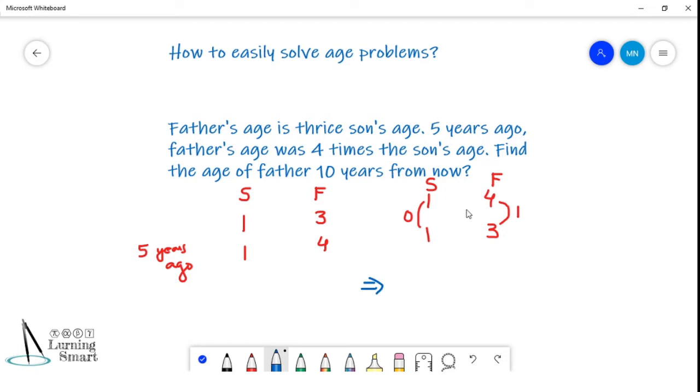How to make it same? Take the difference between 1 and 4. The difference is 3. Here the difference is 2. What you should do is multiply this 1 and 4 by 2. Multiply 1 and 4 by the difference of the ratios in the second step.